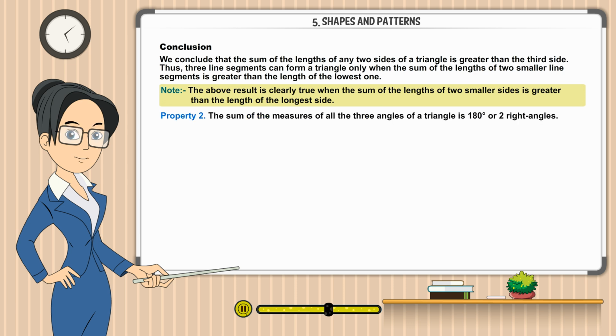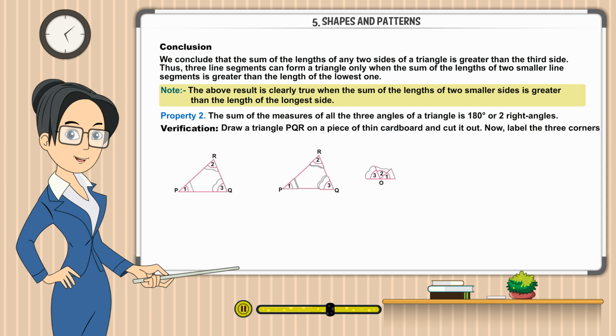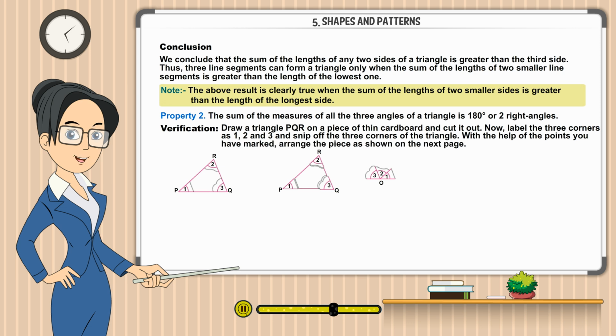Property 2. The sum of the measures of all the three angles of a triangle is 180 degrees or two right angles. Verification. Draw a triangle PQR on a piece of thin cardboard and cut it out. Now label the three corners as 1, 2, and 3 and snip off the three corners of the triangle. With the help of the points you have marked, arrange the pieces as shown on the next page.